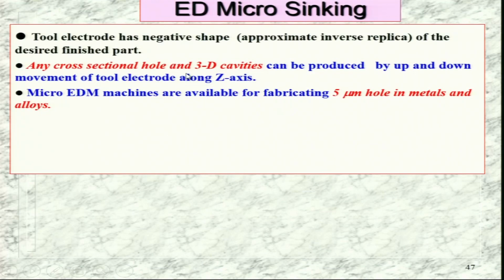Any cross sectional hole and 3D cavities can be produced by up and down movement of the tool electrode along the Z axis. Micro EDM machines are available for fabricating 5 micron holes in metals and alloys. So, this is a very small dimension of the hole being produced, that is 5 micrometer.